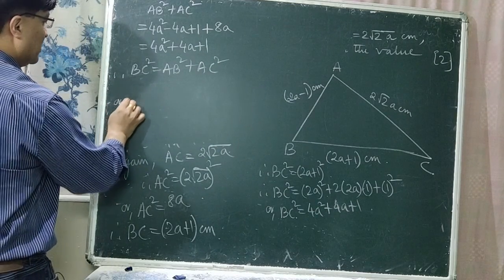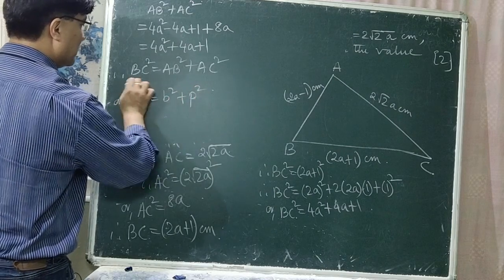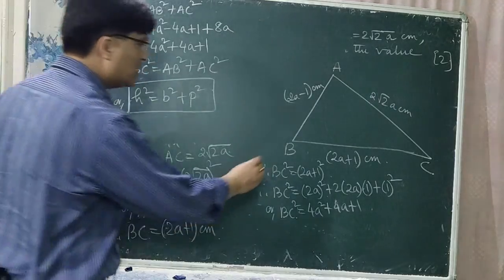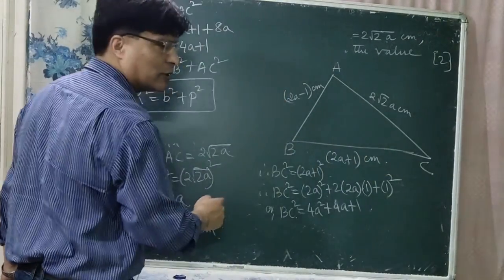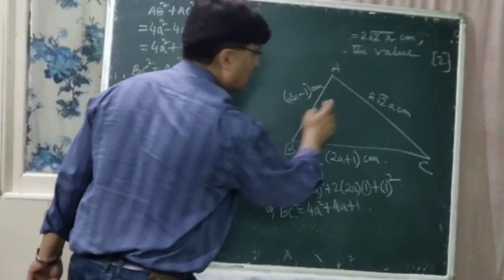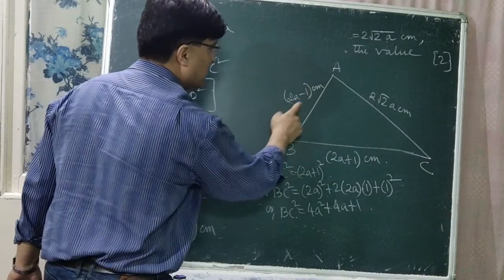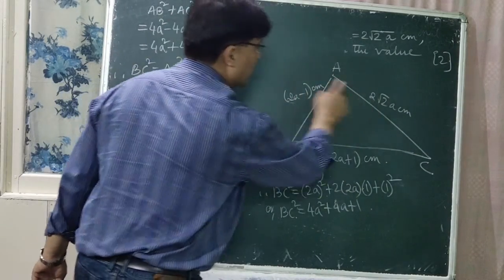This is just like your H square is equal to B square plus P square. That means BC is the hypotenuse. AC is either perpendicular or base, and AB is either perpendicular or base. If you take AB as the base, AC will be the perpendicular. Or if you take AB as the perpendicular, AC will be the base.